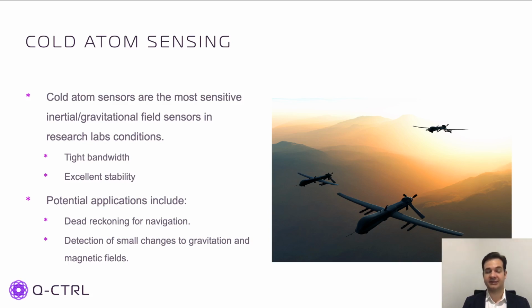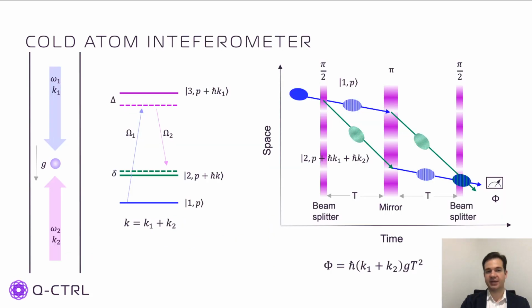The application space is diverse and interesting, from precise navigation in GPS-deprived environments to changes in gravitational magnetic fields due to vessel movement or mineral deposits. So let's have a look at how these sensors work.